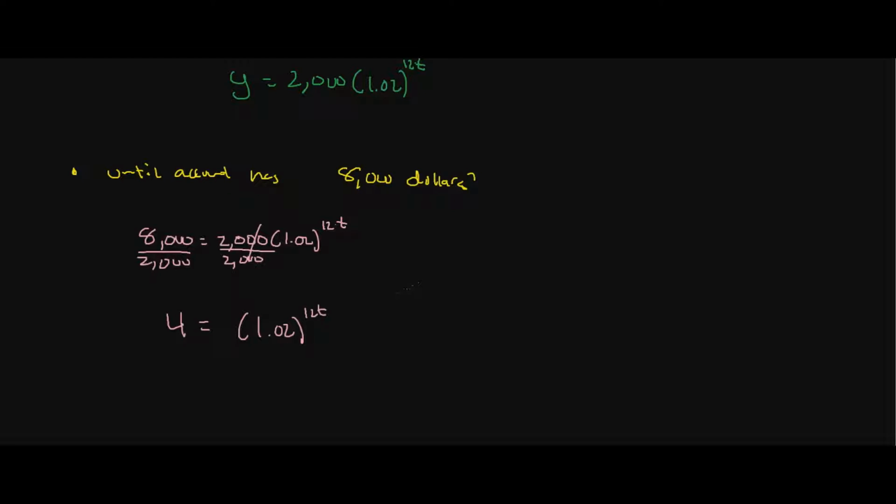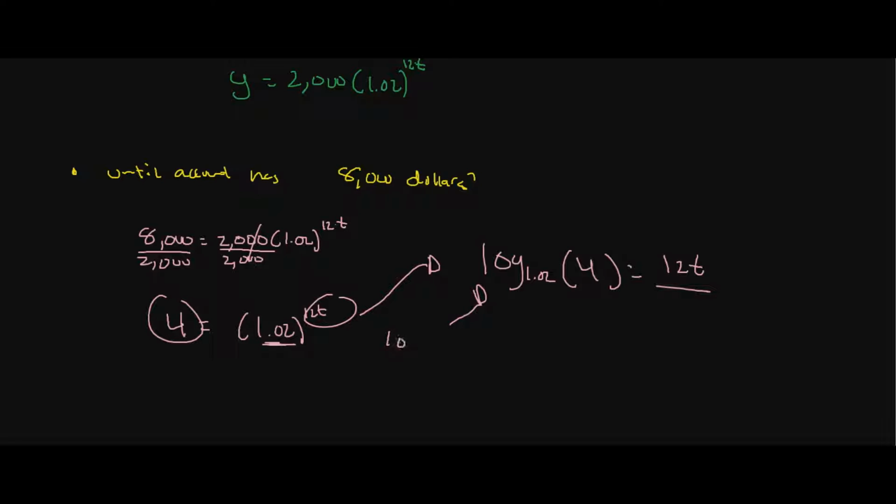Now let's convert this to logarithmic form. We're going to get log base, well, 1.02, that's my base. This is your output, okay? And this is your input. So the output becomes your input, and your input becomes your output. Again, let's use our change of base formula, that little trick, to figure this out. Log base 4 divided by log of 1.02.